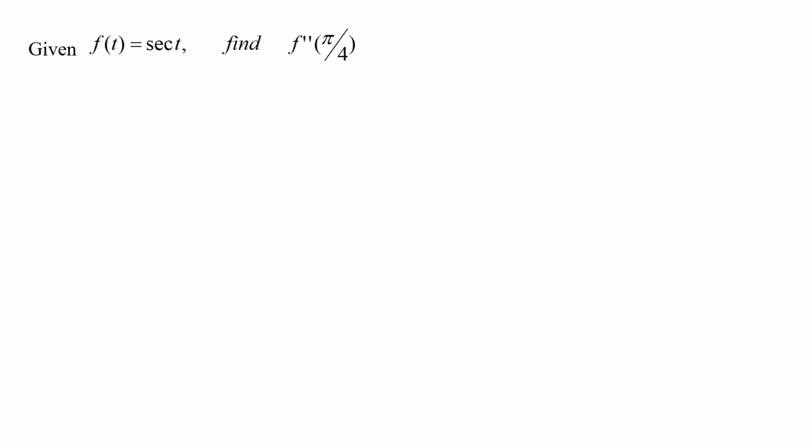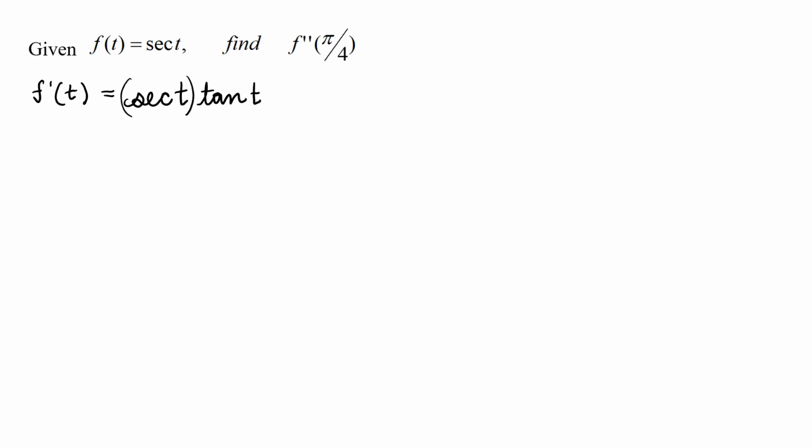Given f of t is equal to secant t, find f double prime of pi over 4. So we'll want to find the first derivative, and then we'll want to find the second derivative. So f prime of t is equal to the derivative of secant t, which is secant t tangent t.